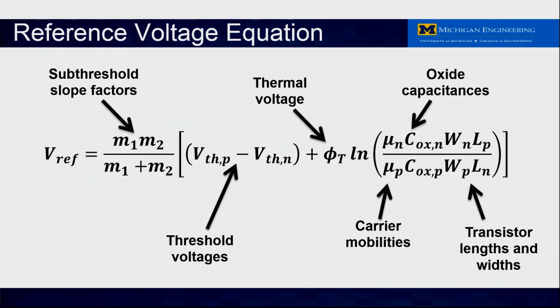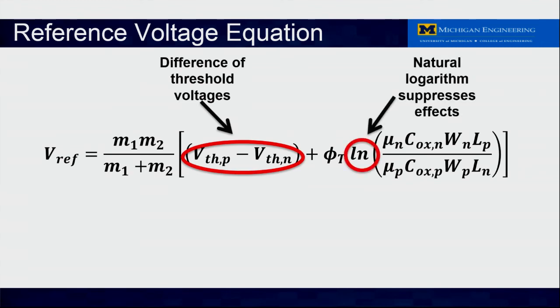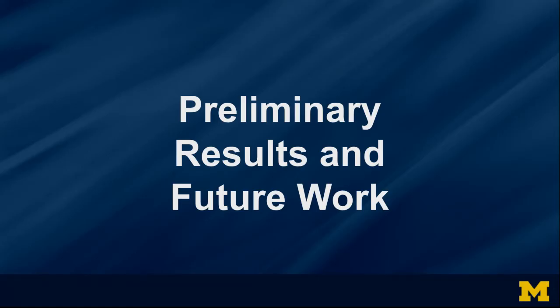Moreover, the mobilities, capacitances, and device dimensions appear in the natural logarithm term, which suppresses variations in these parameters. The circuit, therefore, exhibits an innate tolerance to this process variation. So now let's show some preliminary simulation results.